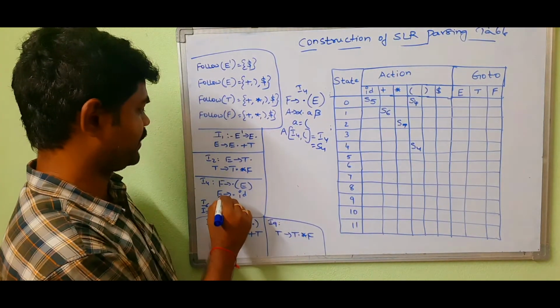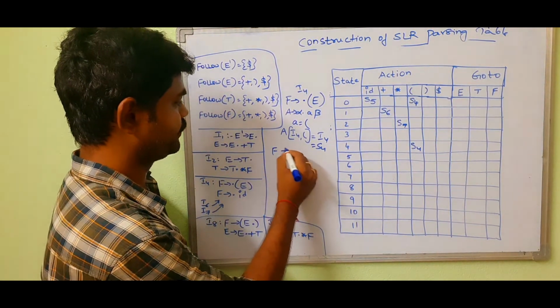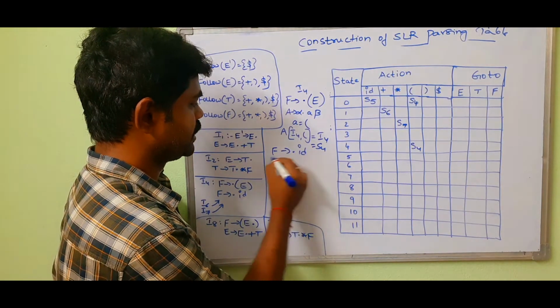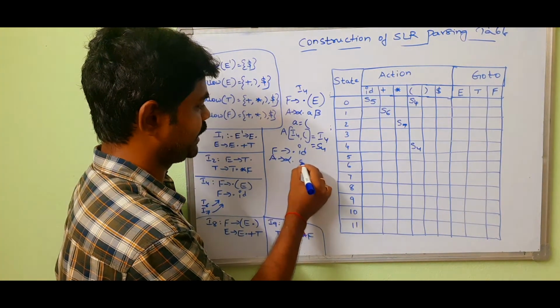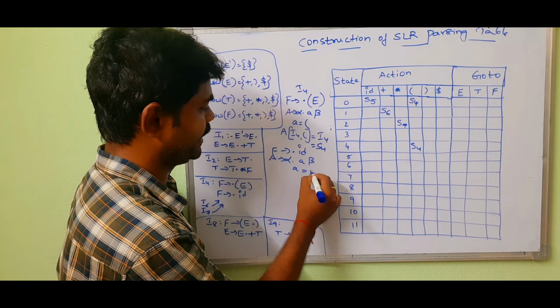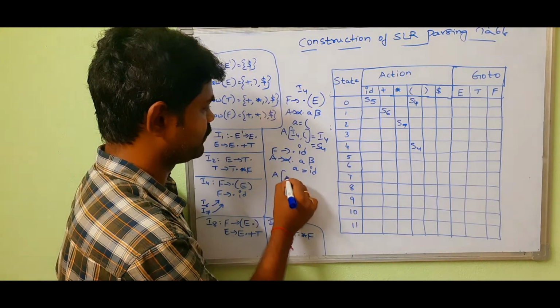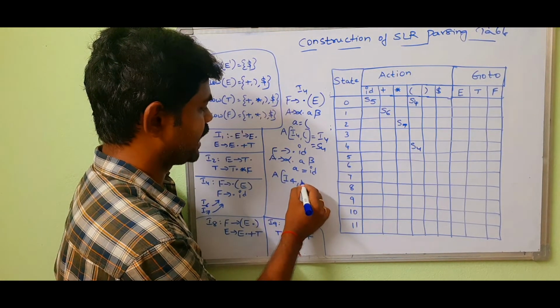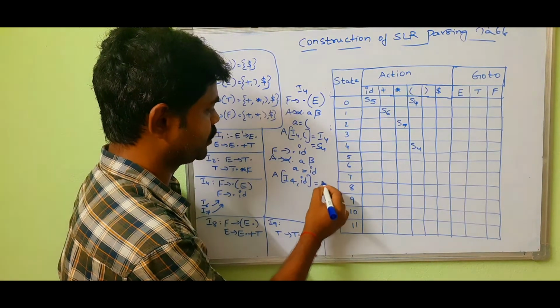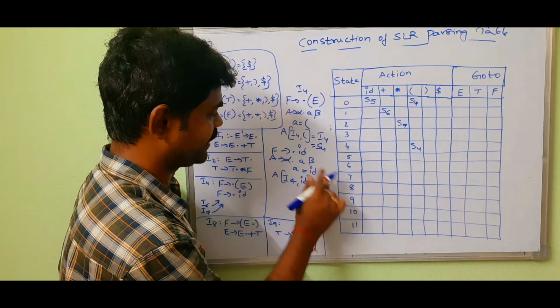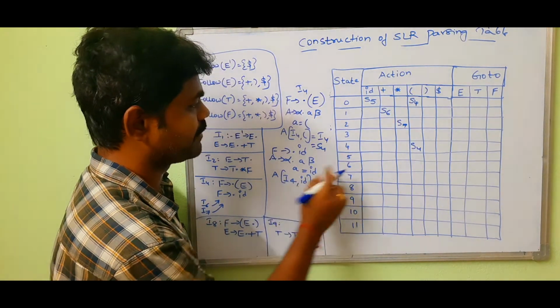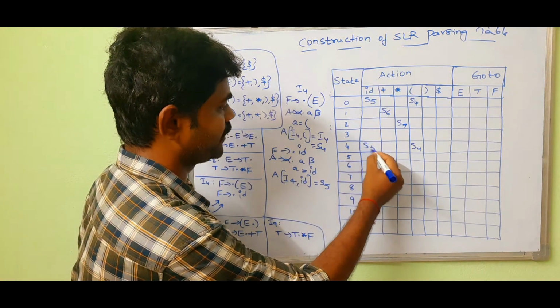Next we have F tends to dot ID, so A tends to alpha dot A beta, so A equal to ID. So the action of I4 comma ID, we are going to S5, that is I5. So I4 comma ID equal to S5.